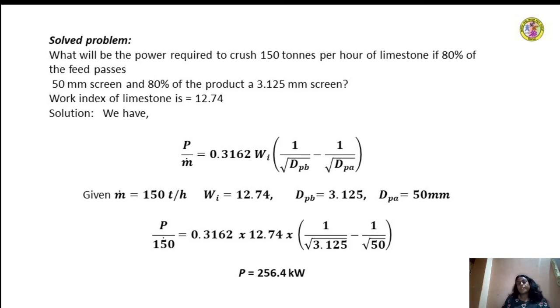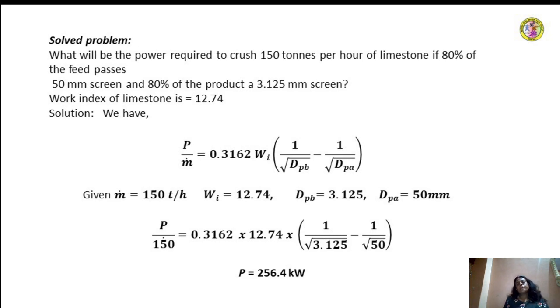Now let us solve another problem. The question is like this. What will be the power required to crush 150 tons per hour of limestone if 80% of the feed passes 50 screen and 80% of the product passes 3.125 screen? The work index of limestone is 12.74.